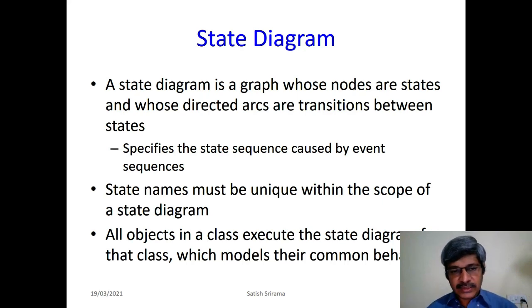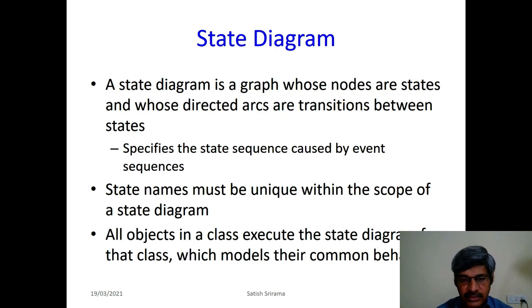So the diagram actually specifies the state sequence, how the states are going across, the state sequence caused by the event sequences. The events are coming, so how the states are changing in sequence based on the event sequences, that's what the state diagrams specify. Within a state diagram, the state names must be unique within the scope of a single state diagram. So that is something to remember.